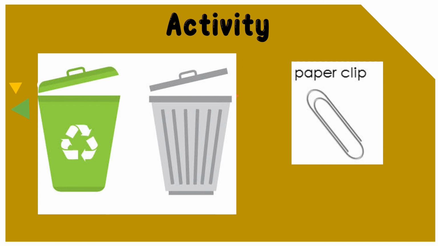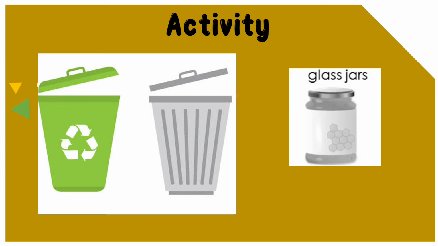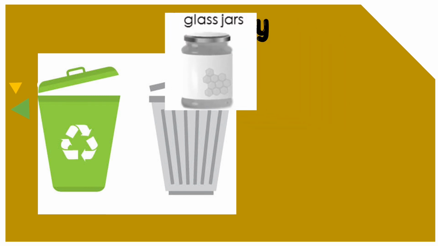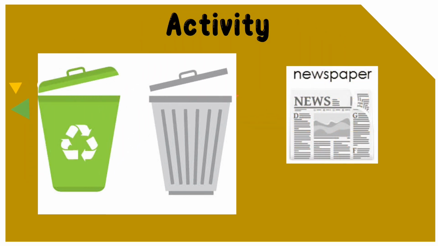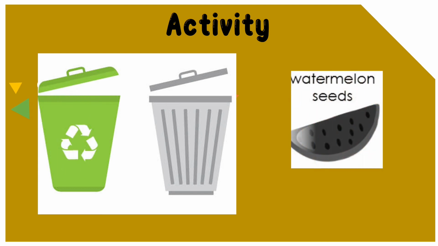What about paper clip? Yes, it goes to recycling because it's made of metal, right? What about glass jars? Yes, it's also recyclable because it's glass. What about newspaper? Okay, newspaper actually can go to both, but it's better to recycle because making into a compost, it will take longer time. We can recycle and use the paper. If we keep it for compost, it will take a longer time, and we need to still cut trees to make more paper.